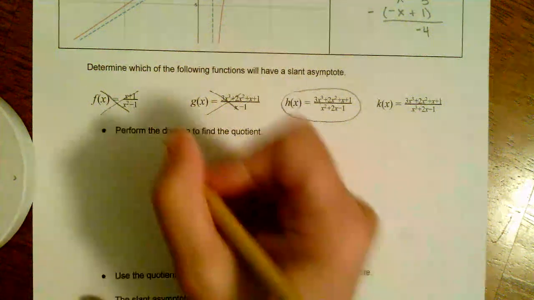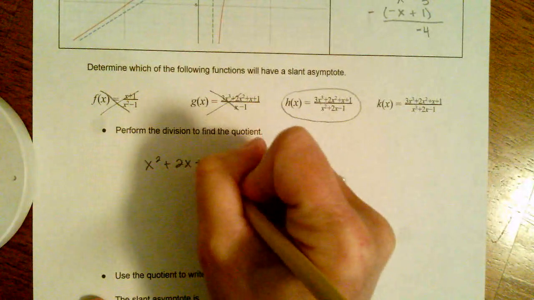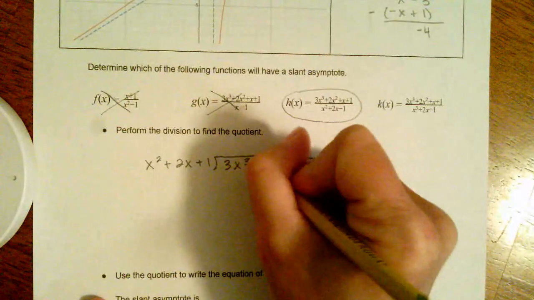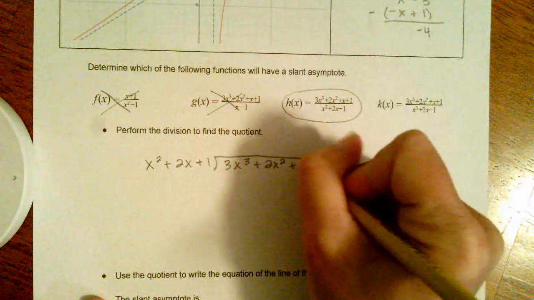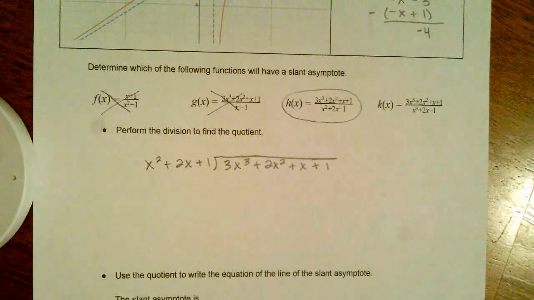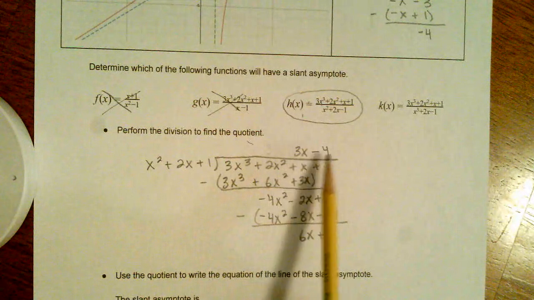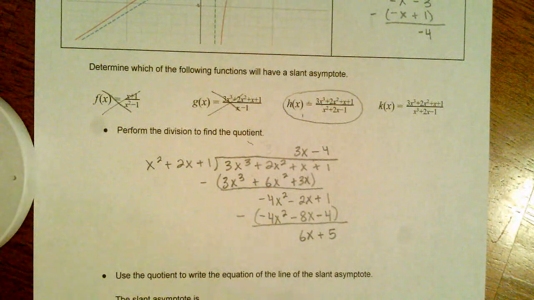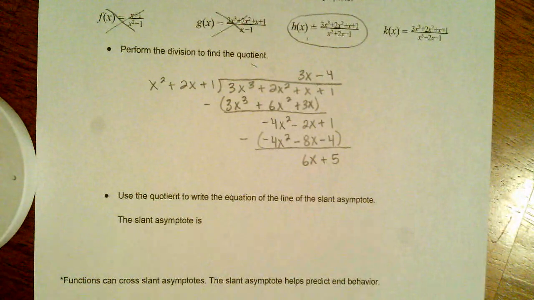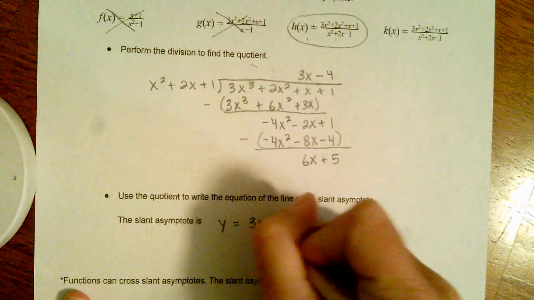So now we want to perform the division. We want to take x squared plus 2x plus 1 and divide it into 3x cubed plus 2x squared plus x plus 1. So pause the video now and complete the long division. So I got the quotient was 3x minus 4. The remainder was 6x plus 5. We are going to ignore the remainder, and we're going to use the quotient to write the equation of the line. So the slant asymptote is y equals the quotient 3x minus 4.